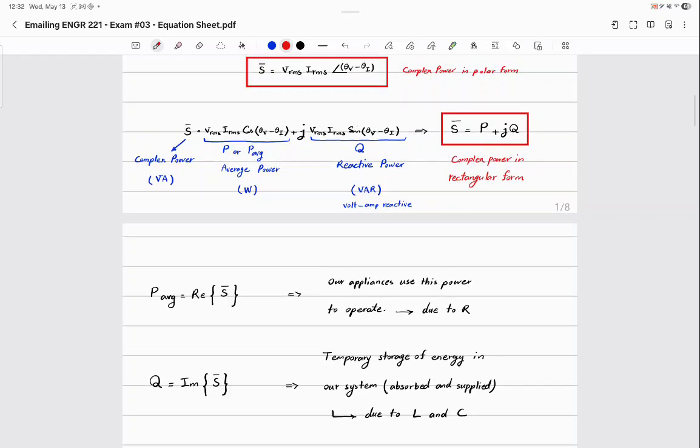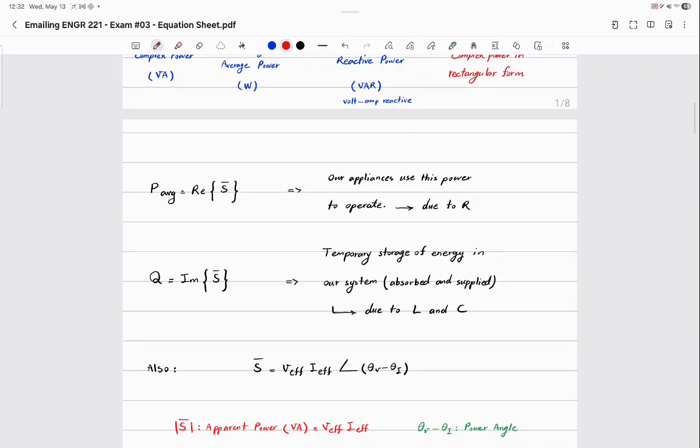Now, the real part of complex power, which is called P average or P, is just what our appliances use and what you pay for, okay? When your utility bill comes, you pay for P, okay? What is Q? Q, as we talked about, is a temporary supply and absorption of energy by the inductive and capacitive part of the circuit, okay?